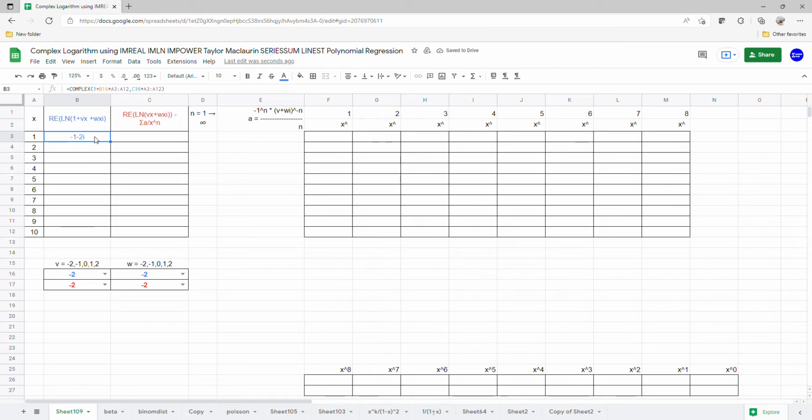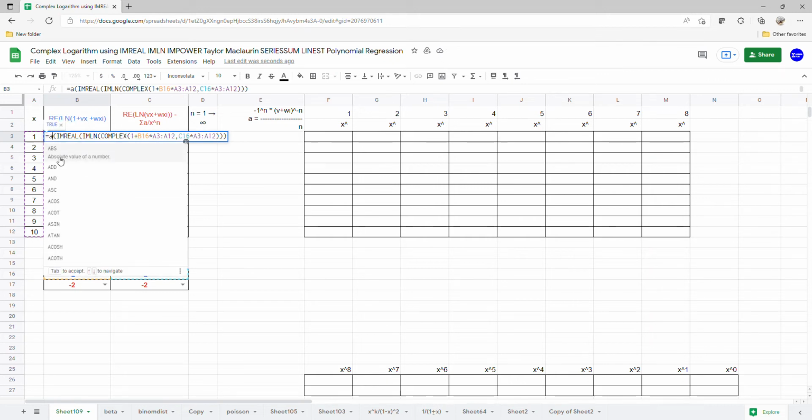Continue. The logarithm of this. So you take the logarithm. So IMLN. And finally, we want the real part. So this will be IMREAL. That's IMREAL. And this is an array formula. So type array formula.